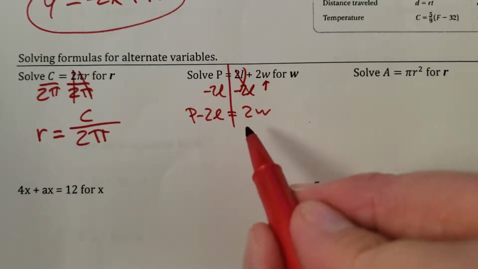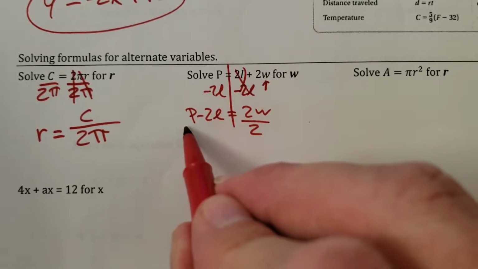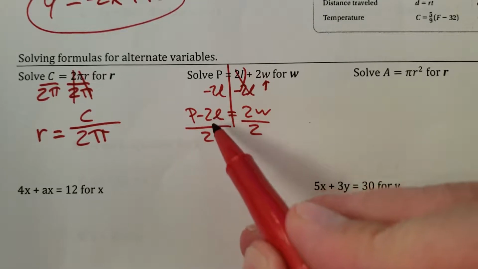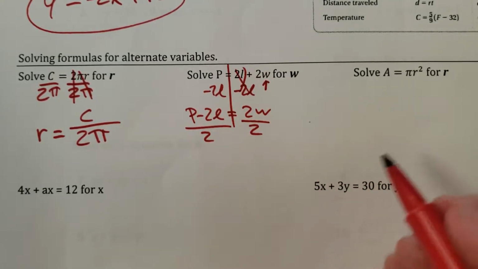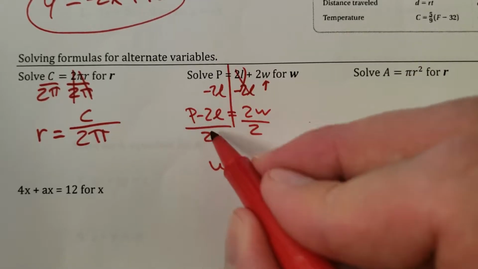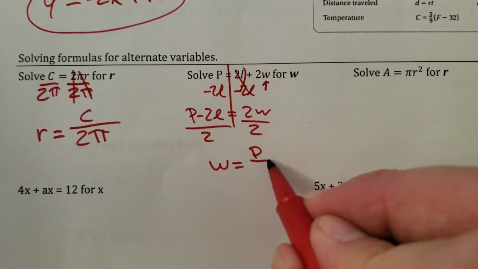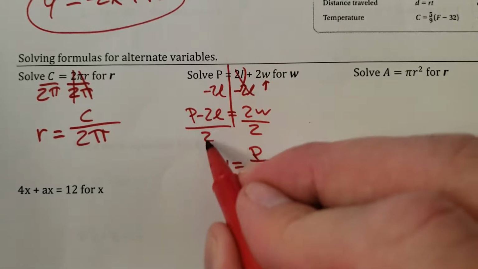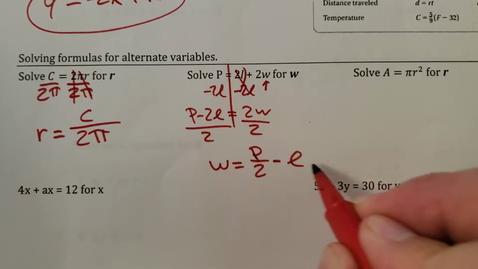All right. Now the next move, I've got to divide everything by 2. And this would be the long way. I would normally shortcut this and divide each piece by 2 because I don't like to write it this way. Anyway, the width is by itself. P divided by 2 would be the perimeter chopped in half. You could also say half perimeter. Okay. Minus 2 divided by 2 would be 1, so minus a length.